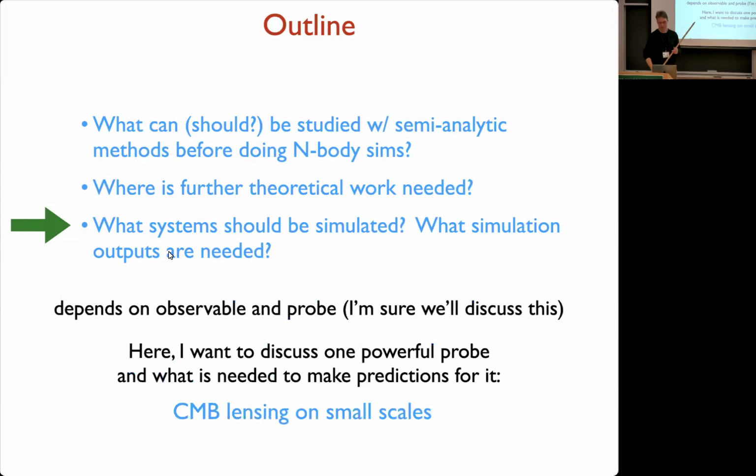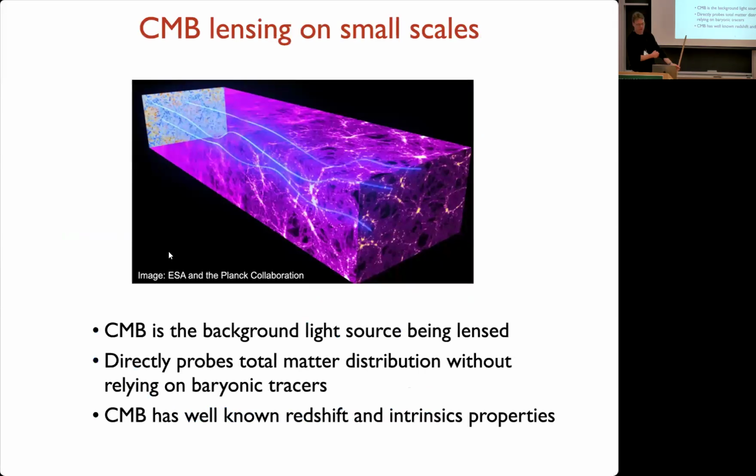And that's CMB lensing on small scales. Again, this is not my work, but it's work that's being pushed by Neelima Sehgal, Stony Brook, and collaborators. The idea is that instead of strong gravitational lensing or weak lensing, you actually use the CMB as a backlight that's being lensed by the intervening matter. So this directly probes the total matter distribution without relying on baryonic traces, which is great about lensing in general, of course. But the nice thing about using the CMB is that it has a well-known redshift and its intrinsic properties are very well understood.